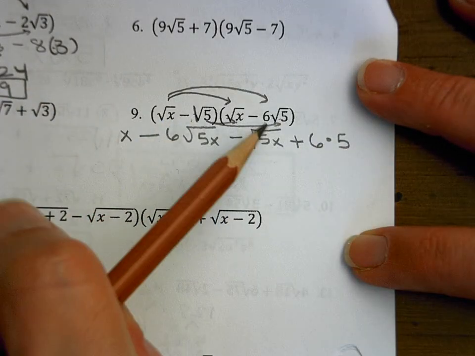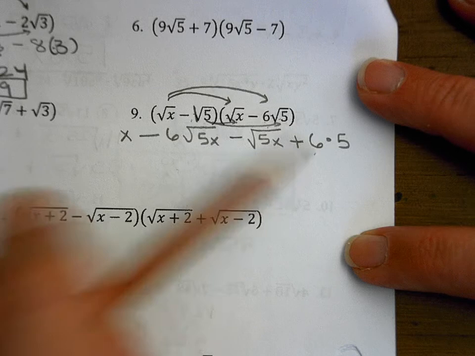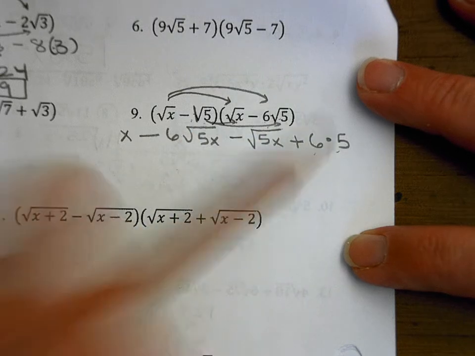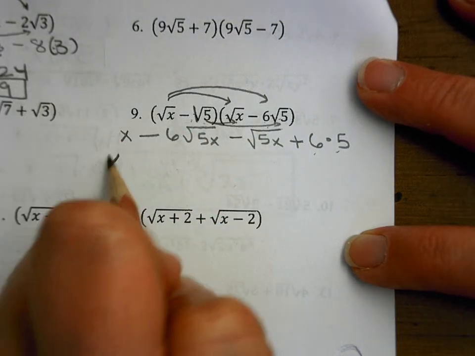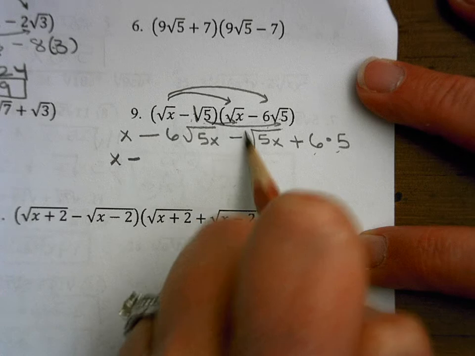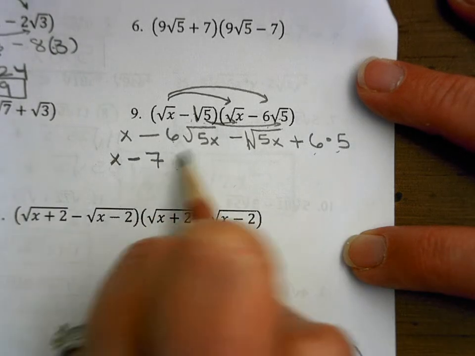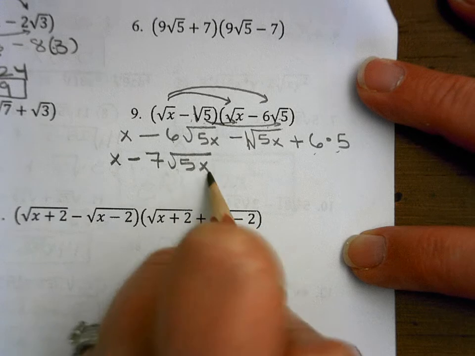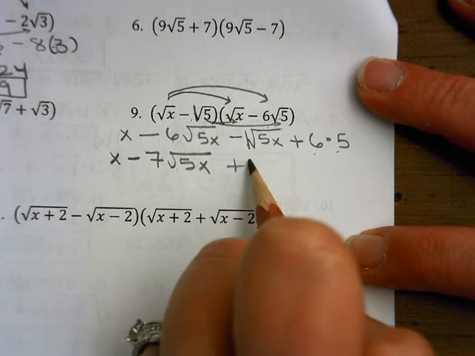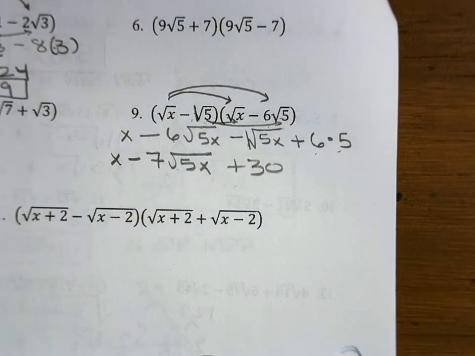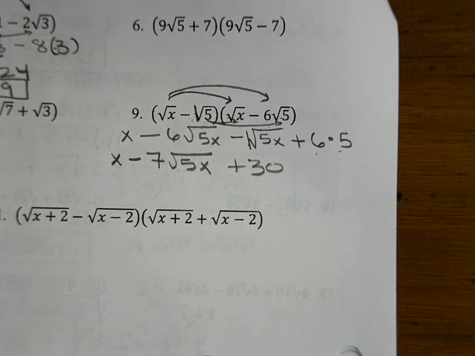So negative times negative 6, positive 6. Root 5 times itself is 5. So that would give me x minus, and there's an implied 1 here, so negative 6 and negative 1 is negative 7, and then square root of 5x. And then 6 times 5 is 30. And then I can't combine anything, so it would just stay like that.